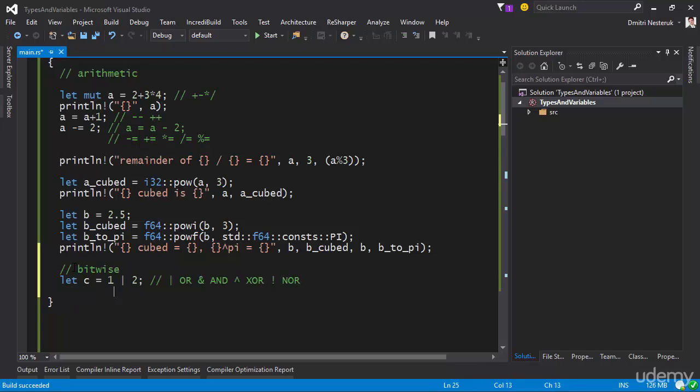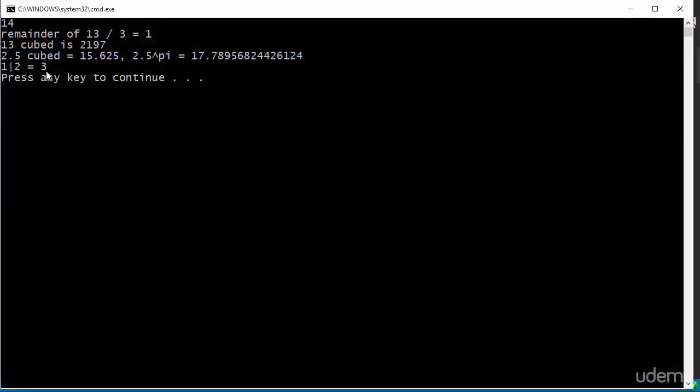So in this example, if I ignore the leading bits, 1 would be 0 1, and then 2 is 1 0. So we end up with 0 1 OR 1 0, which is equal to 1 1, which is equal to 3 in the decimal system. So we should get the value of 3. Let's actually print it out once again. I'm just going to print 1 | 2 equals, and then the value of c, and that should give us a 3. And that's exactly what we're getting.